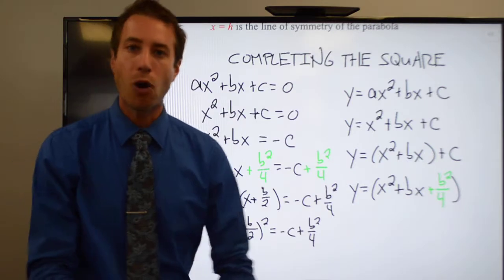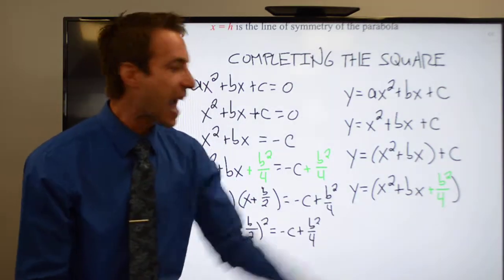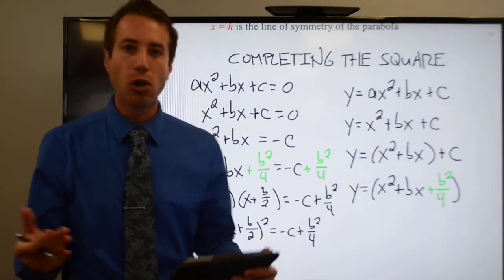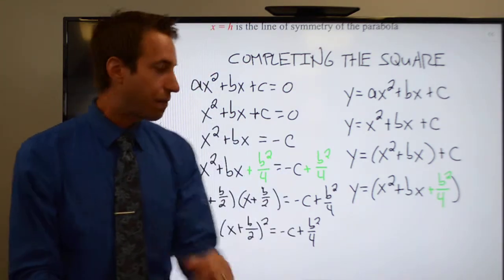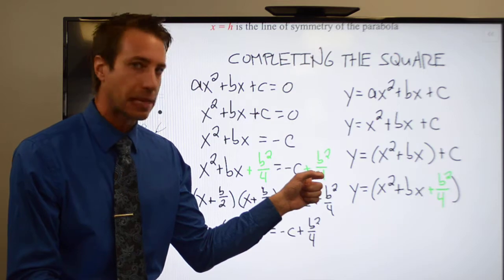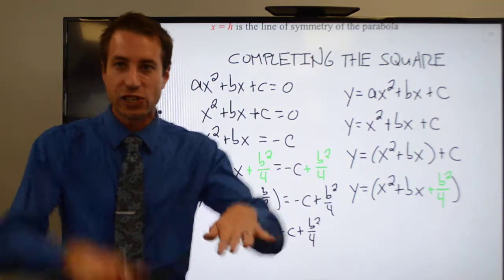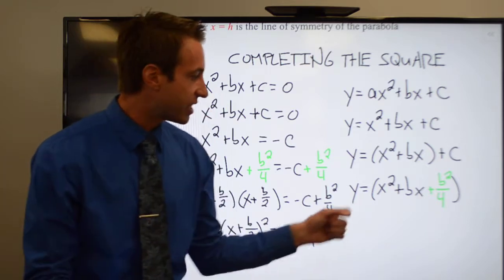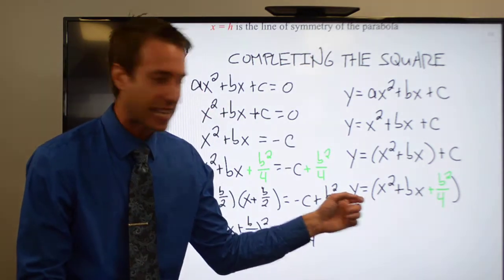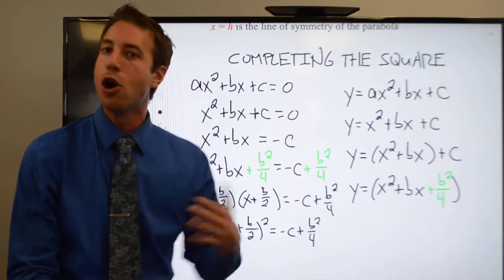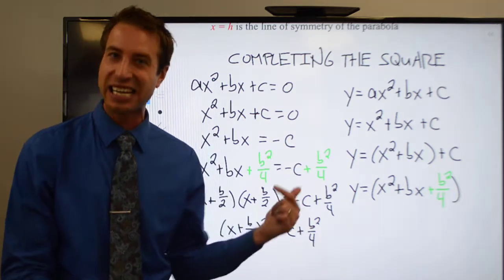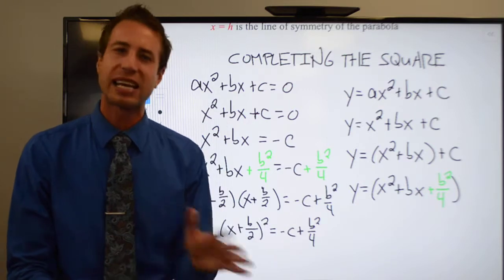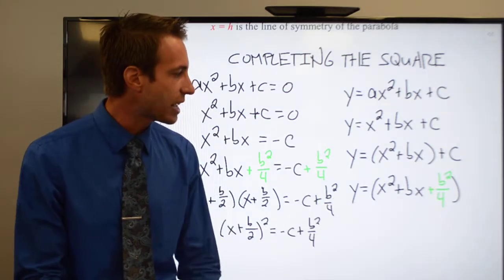But now here's my problem. Because I've added something to one side, I now no longer have equality. To fix that, I simply added the same amount to the other side of the equation, and it came back into balance. But I can't do that here because this has to stay y equals. I can't just add b squared over 4 to the other side because then I wouldn't have y equals. I'd have y plus b squared over 4 equals, and I don't want that. I need it to stay y equals.